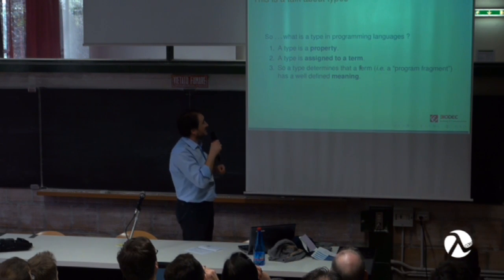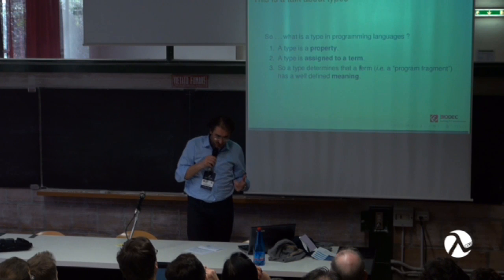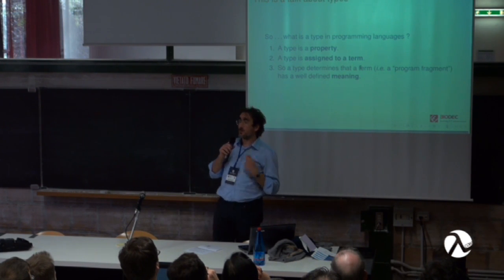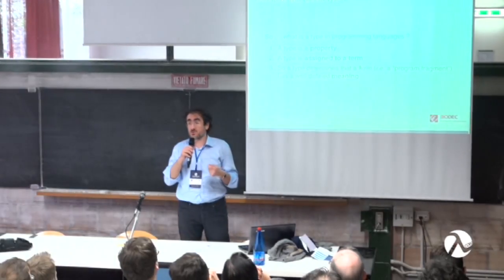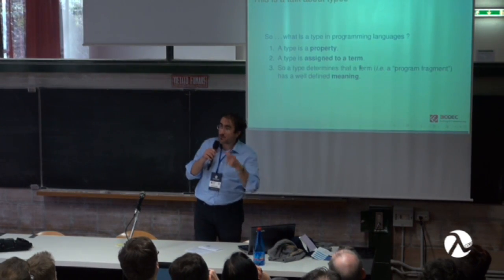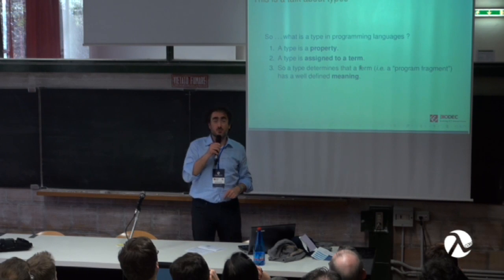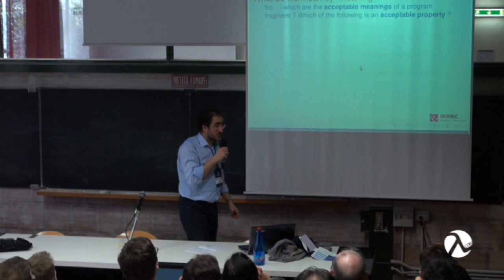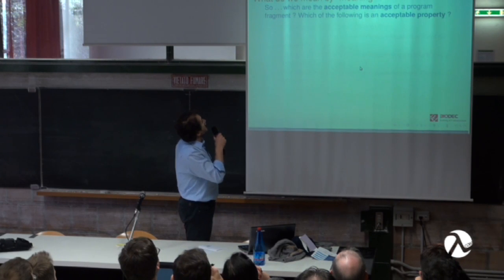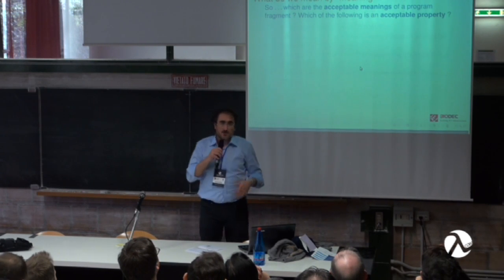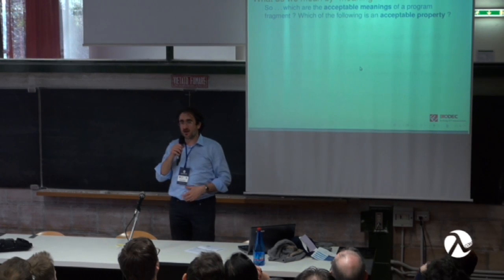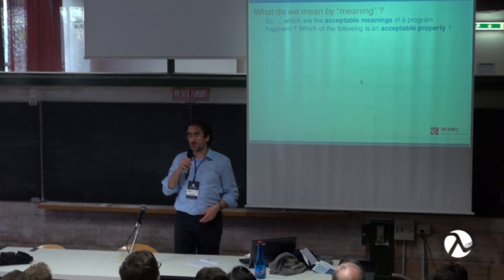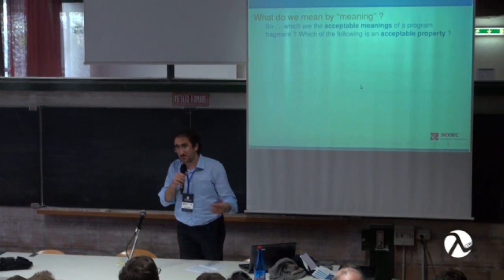It is something that has, or should have, a well-defined meaning, a meaning that will help us in programming, because it tells us some information about this small piece of program code that we have in our larger program. So, I cheated. I told you that a type is a property, and property is something that gives meaning. So obviously the next question is, okay, but what do you mean by meaning?